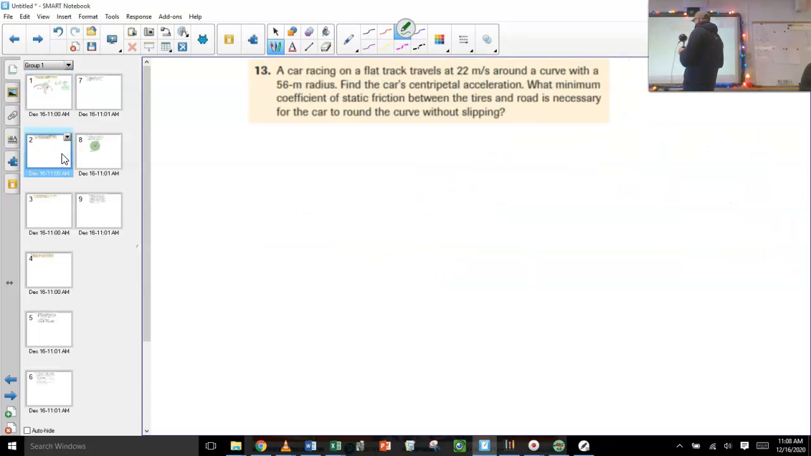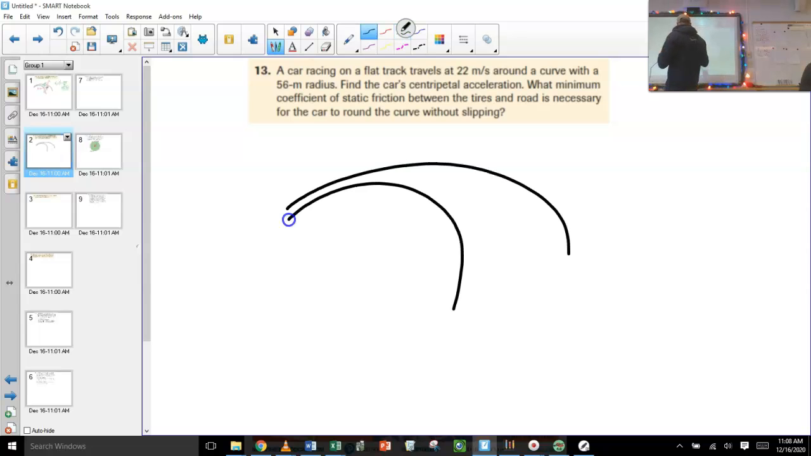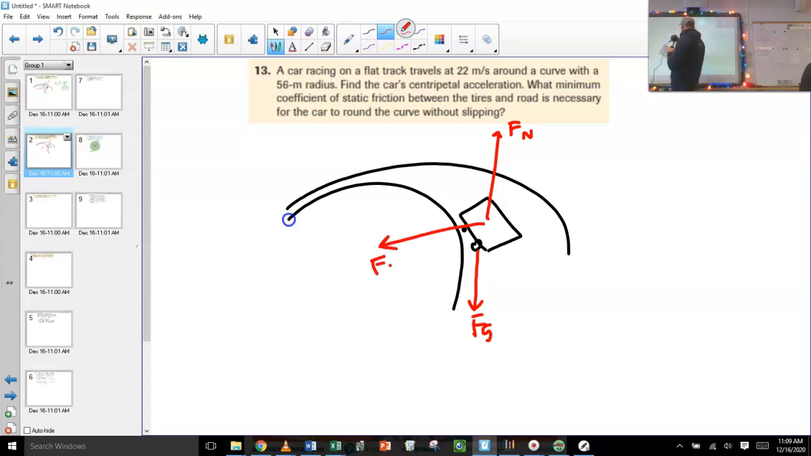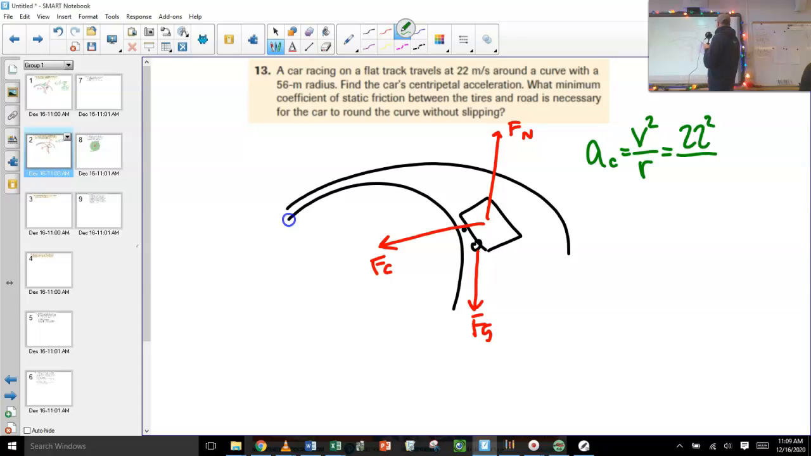Number 13. Same idea. You've got a racing car going around a curve. So there's my curve. Here's my racing car. Kind of hard to show that. There's a force straight down of gravity. There's a force straight up, that's a normal. And if you're turning a corner, the centripetal force is turning you. Find the car's centripetal acceleration. So that's the first part. Centripetal acceleration, velocity squared divided by radius. So my velocity is 22 squared. My radius is 56. So when I do all that, I get 8.6.